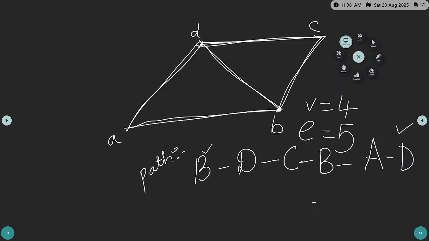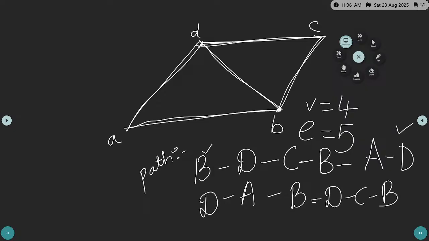You can take different paths. For example, let me take D. From D I am going to A. From A I am going to B. B to D again. D to C. C to B. See here, any way you go, it is a Euler's path. Their condition is edges should be different. Sorry, it should be visited exactly once, and vertices can be visited more than once.